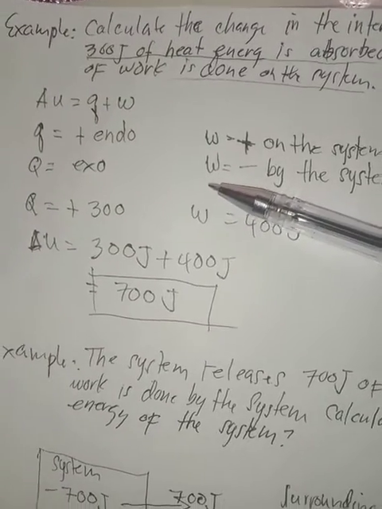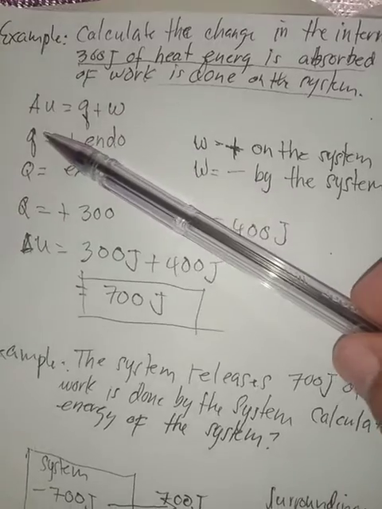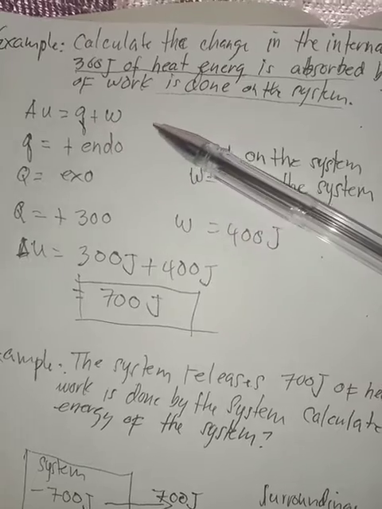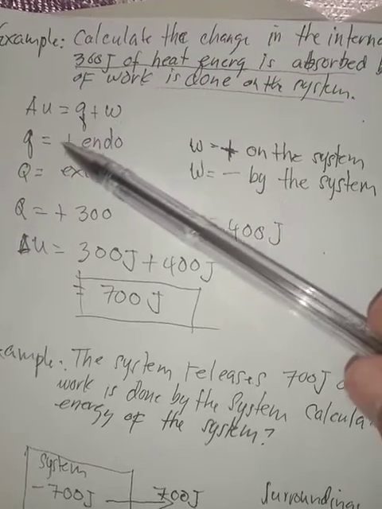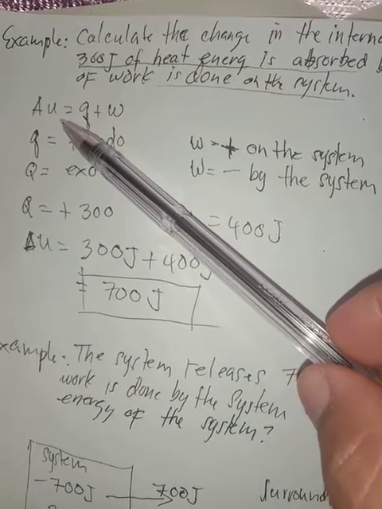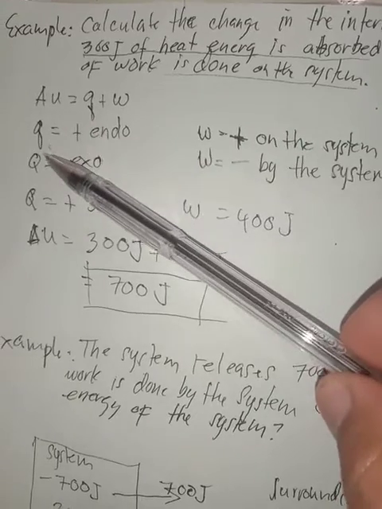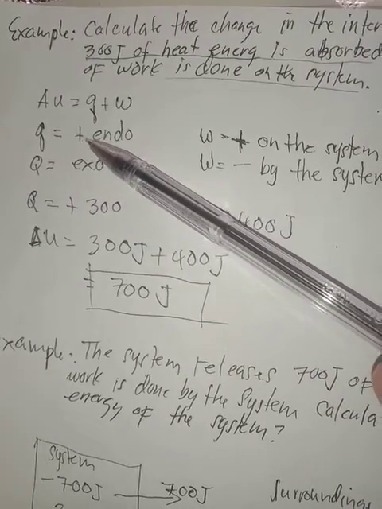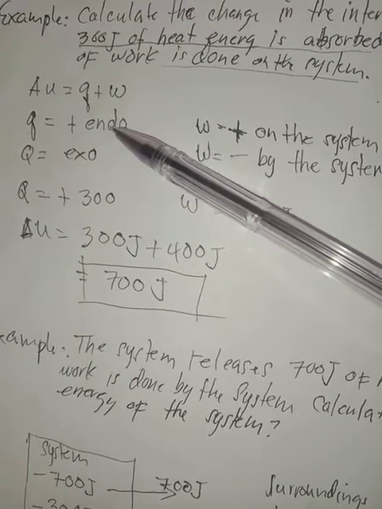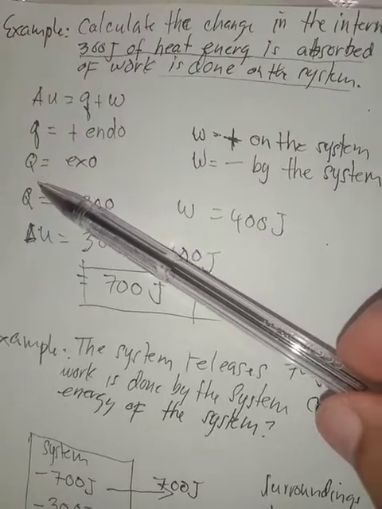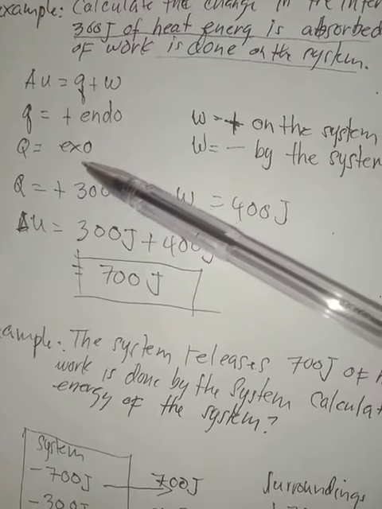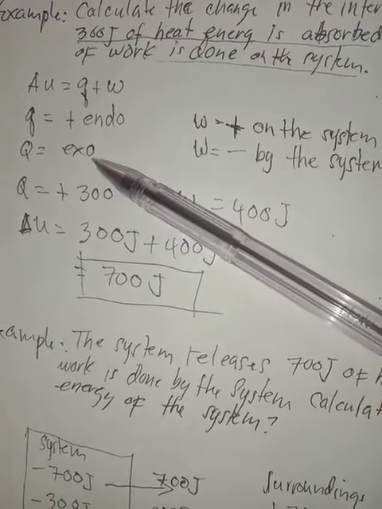Now we use delta U equals Q plus W. Q means heat, W means work, delta means change, and U means internal energy. Q is positive when heat goes in, and negative when heat goes out of the system.